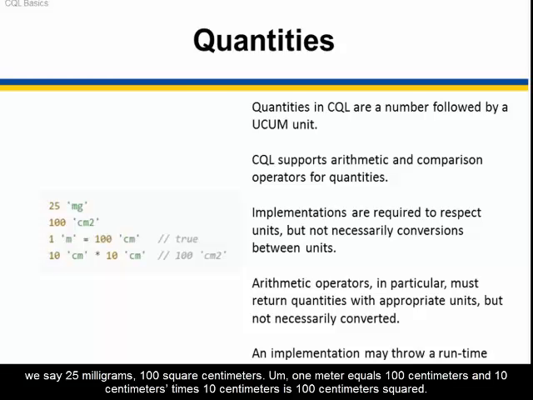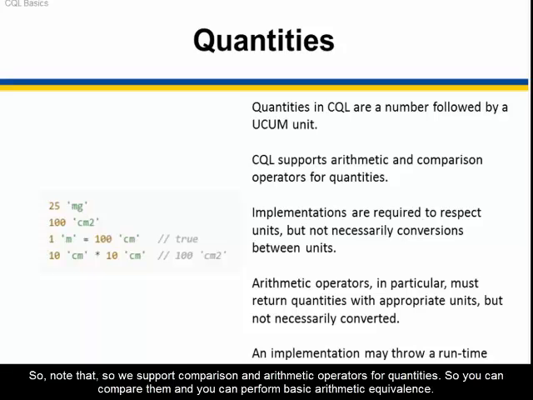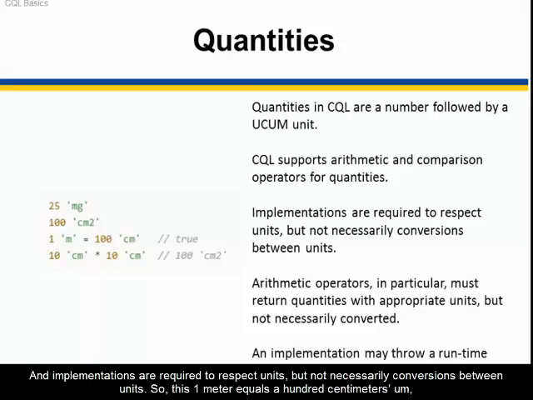1 meter equals 100 centimeters. And 10 centimeters times 10 centimeters is 100 centimeters squared. So note that, we support comparison and arithmetic operators for quantities. So you can compare them and you can perform basic arithmetic with them.